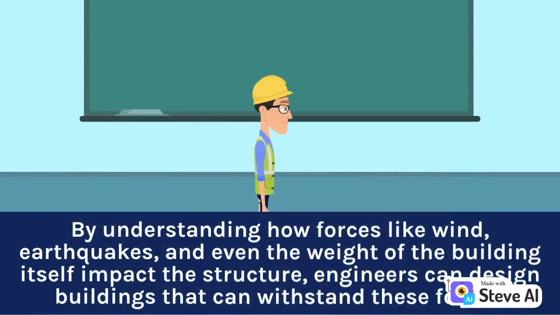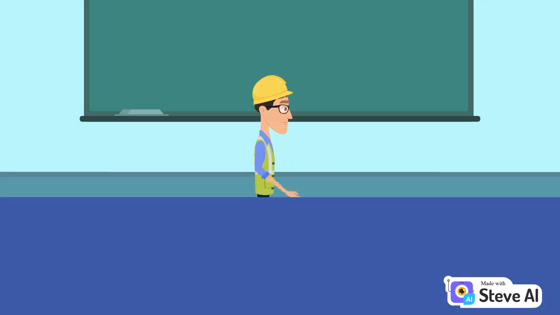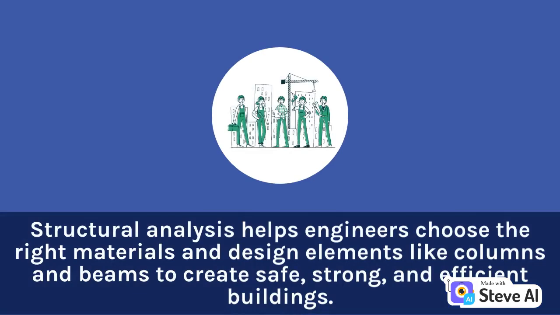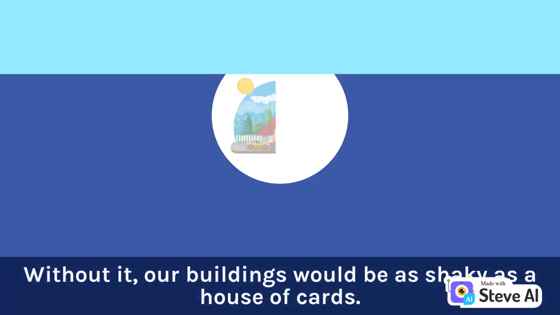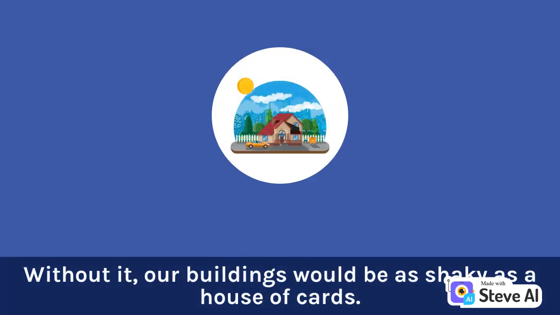By understanding how forces like wind, earthquakes, and even the weight of the building itself impact the structure, engineers can design buildings that can withstand these forces. Structural analysis helps engineers choose the right materials and design elements like columns and beams to create safe, strong, and efficient buildings. Without it, our buildings would be as shaky as a house of cards.